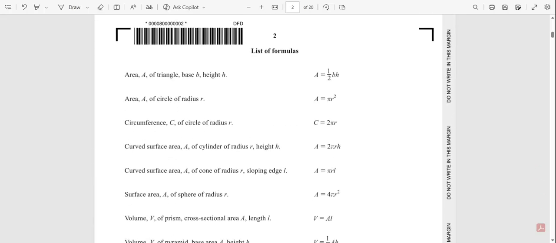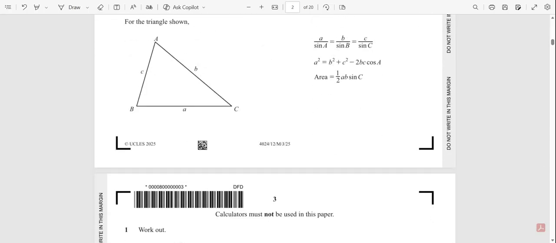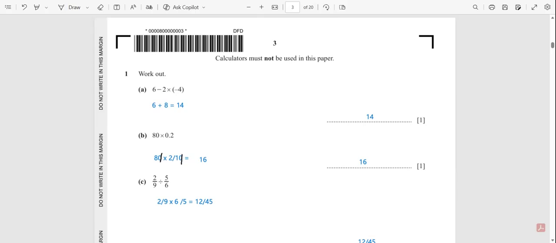Okay, these are the list of the formulas. You can go through them as I have shared the question paper and the mark scheme in the resources of each of the lectures. So what you can do, you can download the paper and the mark scheme and attempt it on your own as well. Try to attempt it on your own before watching the video lectures. Okay, again, calculators must not be used in this paper.